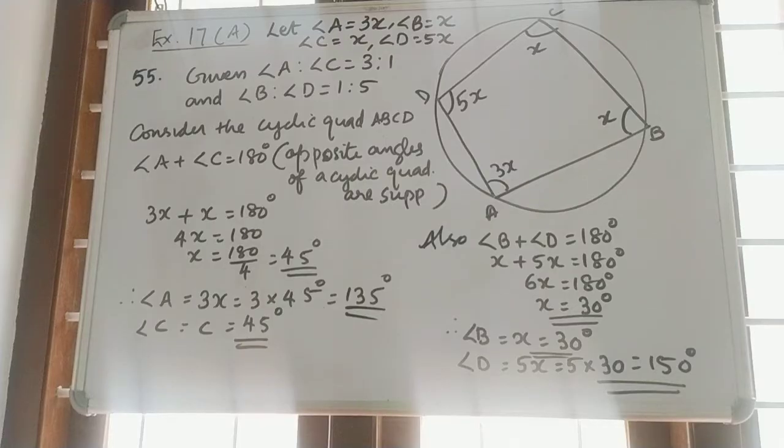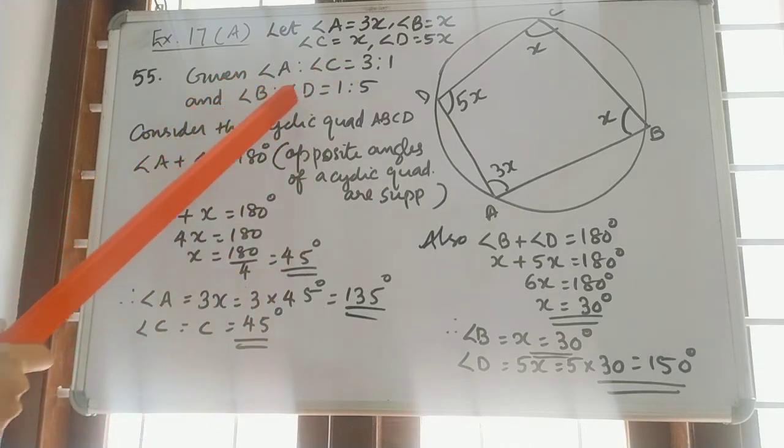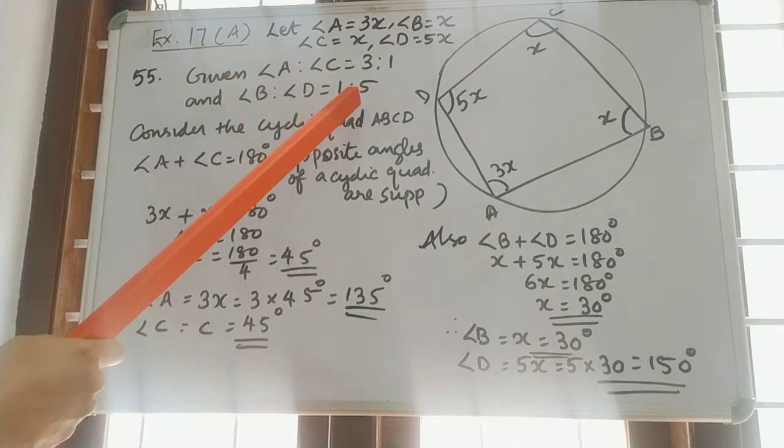Hi everyone, we can discuss exercise 17a, question number 55. In a cyclic quadrilateral ABCD, angle A is to angle C is equal to 3 is to 1 and angle B is to angle D is equal to 1 is to 5. Find each angle of the quadrilateral. Given angle A is to angle C is equal to 3 is to 1 and angle B is to angle D is equal to 1 is to 5.